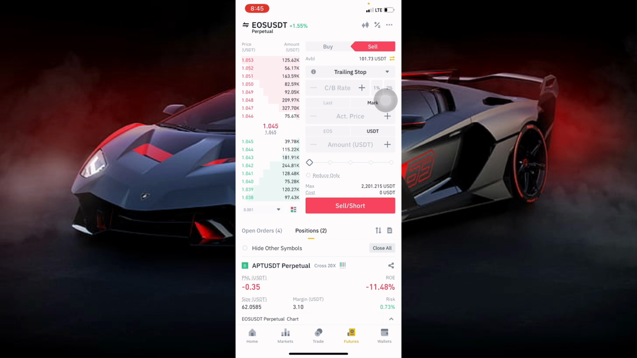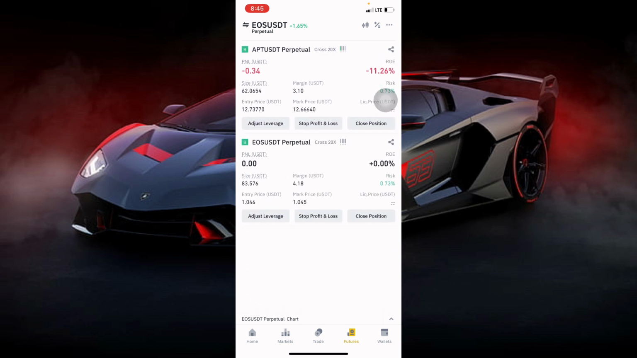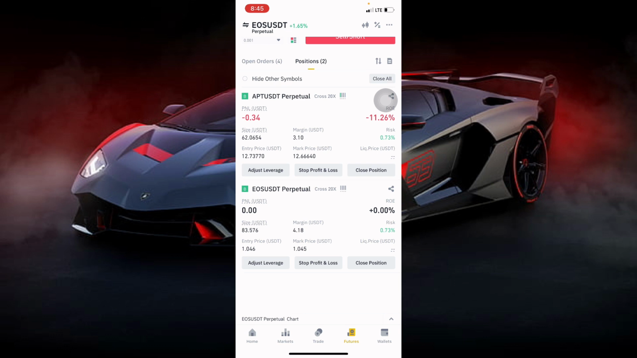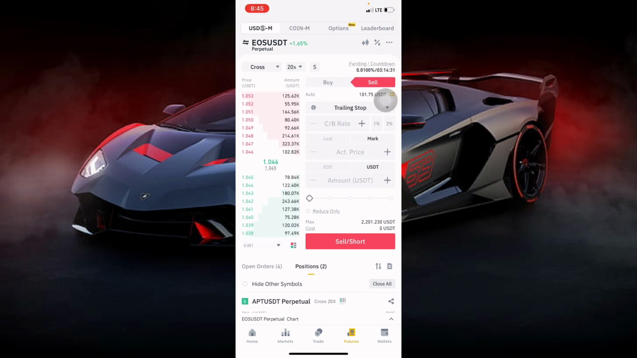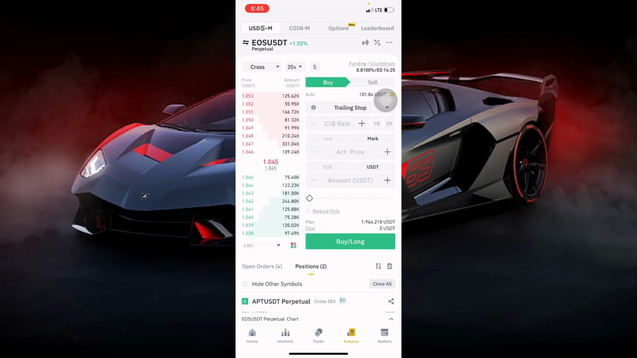Okay, if you are going to do a trailing stop loss for, let's say, a long order, you are using sell. If you are going to do a trailing stop loss for a short order or a sell order on a particular cryptocurrency pair, you are going to use the buy order. Okay, so let's say I short EOS USDT, I would have selected a buy trailing stop, but because I went for a buy position, I'll select the sell here.